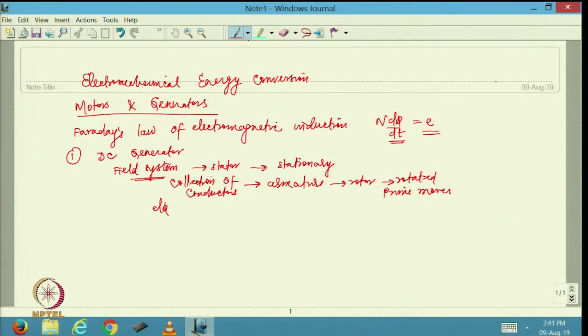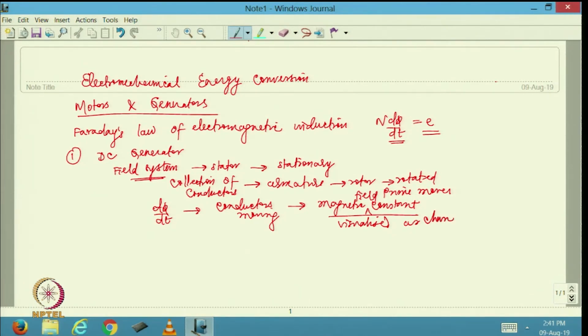So the rate of change of the flux is created by the conductors which are moving, and these look at the entire magnetic flux which is actually constant. This is not going to have any variation in the flux at all. So the magnetic field is constant, but this is going to be visualized as the change in flux. So this is going to induce an EMF, and that is going to result in whatever is the generated EMF.